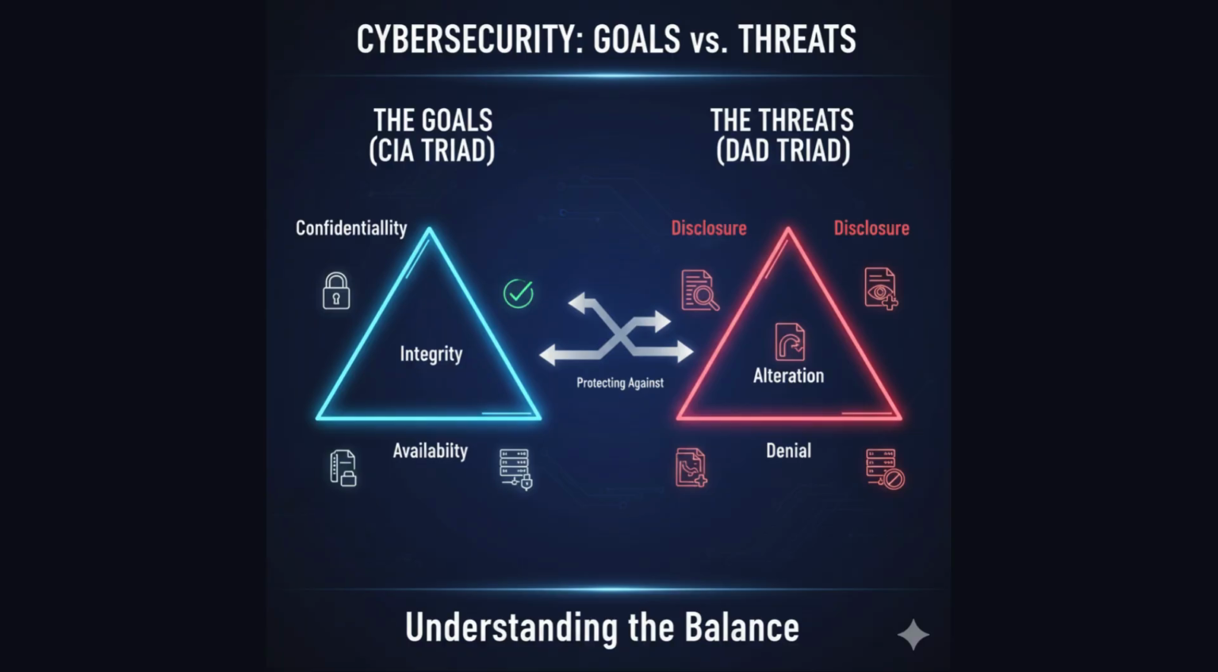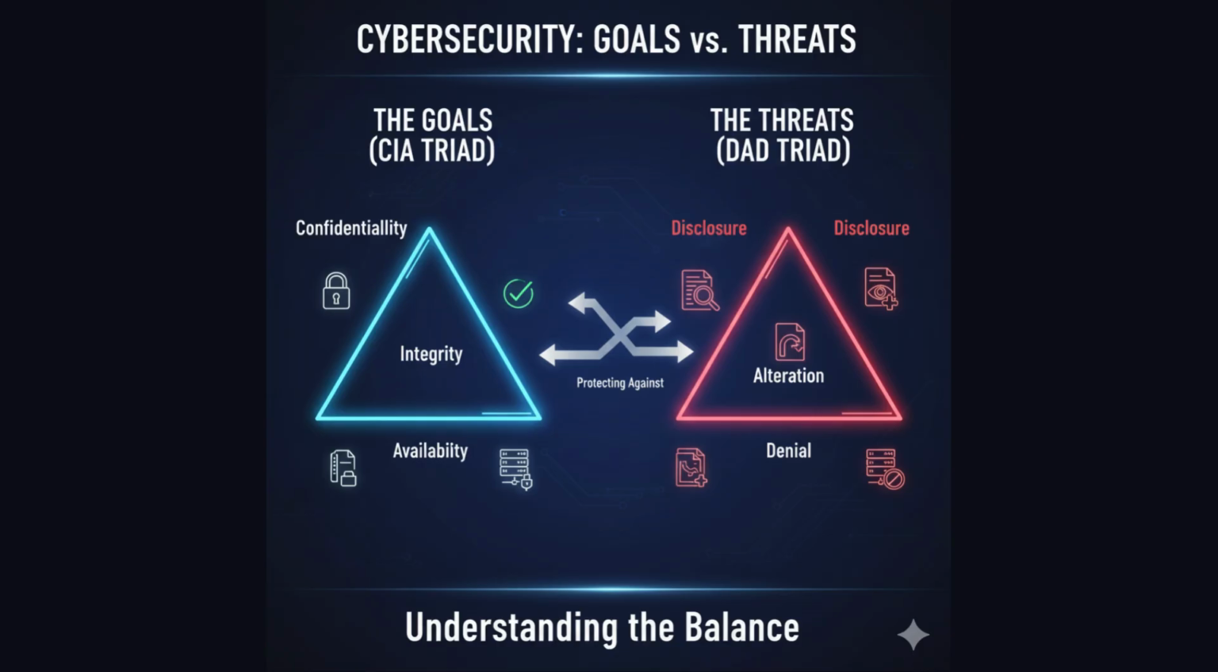D, denial. If we fail availability, we get this. This is the threat of an authorized user being unable to access information or systems. It directly attacks availability. A DDoS attack that shuts down a website is a perfect example of denial.